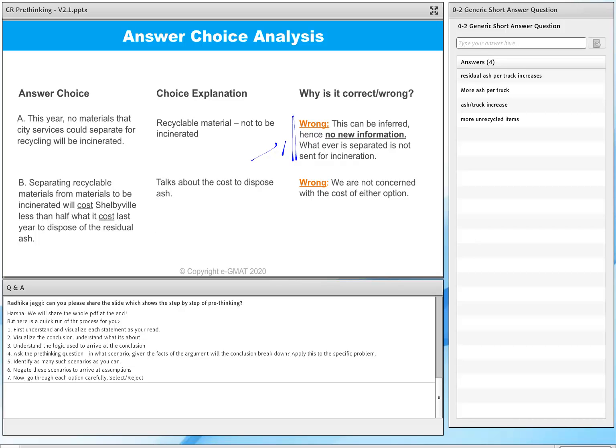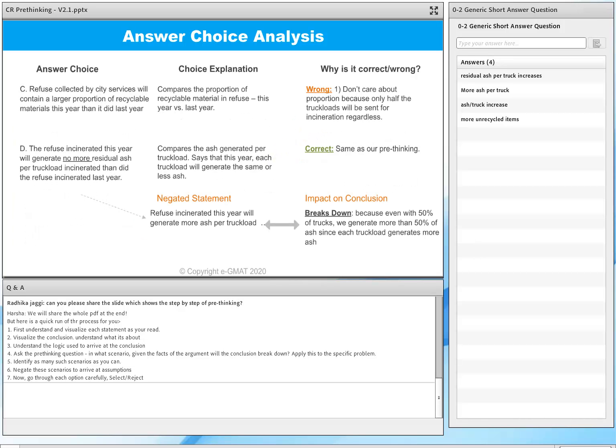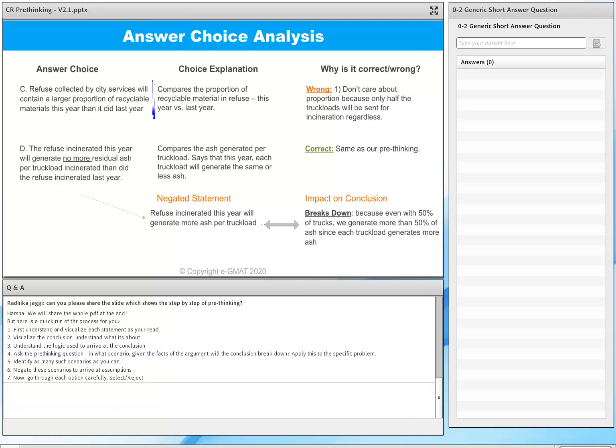Cost, we don't care about cost over here, so I think that's out. Let's talk about choice C. Proportion of recyclable material. Does that matter? A lot of you chose choice C. Now that you have an understanding, does the proportion of recyclable material matter? No, it doesn't matter. Why? We're only going to get half as many truckloads.